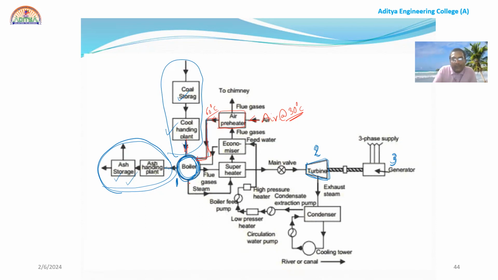Next thing, the steam coming from the boiler enters the superheater, right? And through the main valve, to the turbine. Superheater means, see here, suppose the superheater is there. See, this is the steam. The steam passes through some pipes and goes to the turbine. This is the superheater.